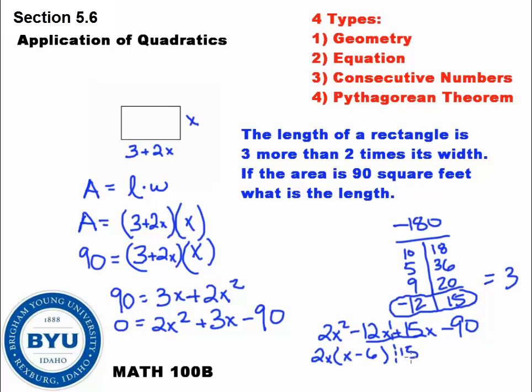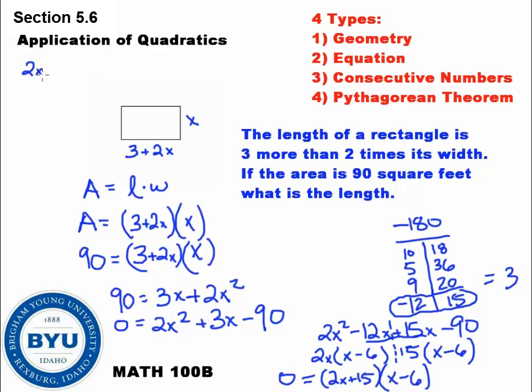Here I take out a 15, leaving me with x minus 6. And so my factors are 2x plus 15 and x minus 6, and these equal 0. The last step when solving polynomials is to set each of these equal to 0. So I'm going to come up here and do it up here.